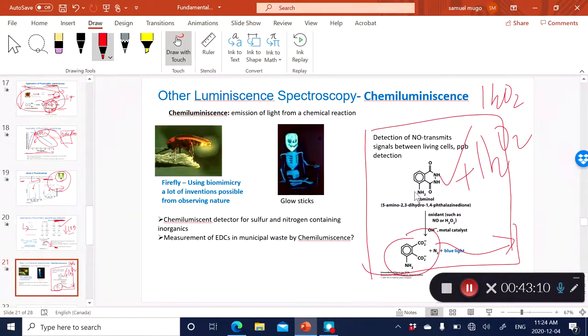Or even take luminol and add something like nitrogen oxides, and it gives off light. And there are many people developing different types of detection techniques using chemiluminescence. So take note of this. There's no light source. The light source really is the chemical reaction.